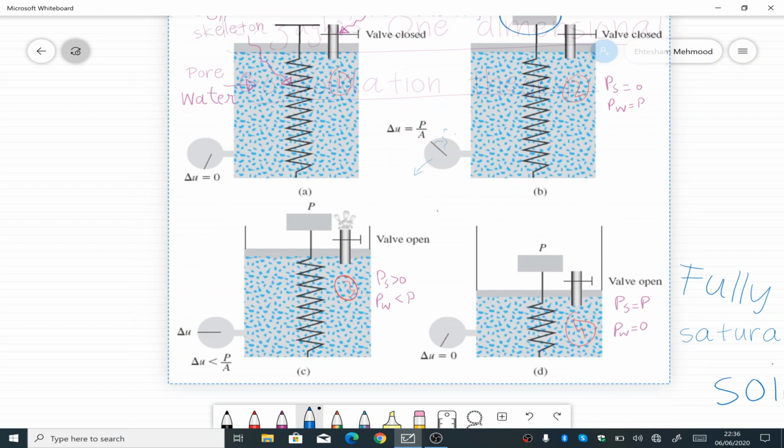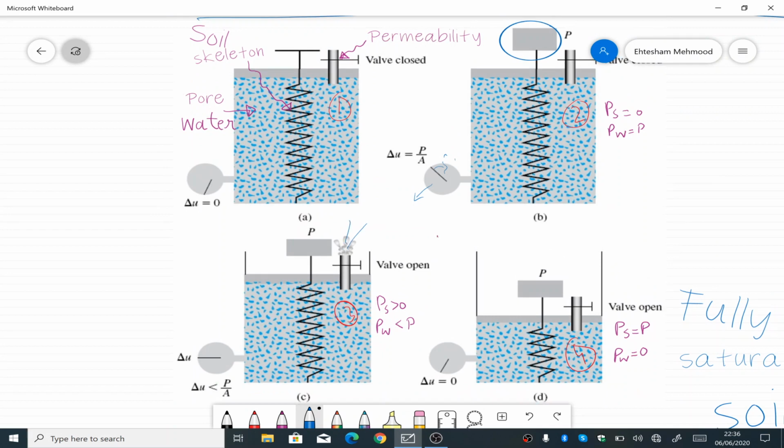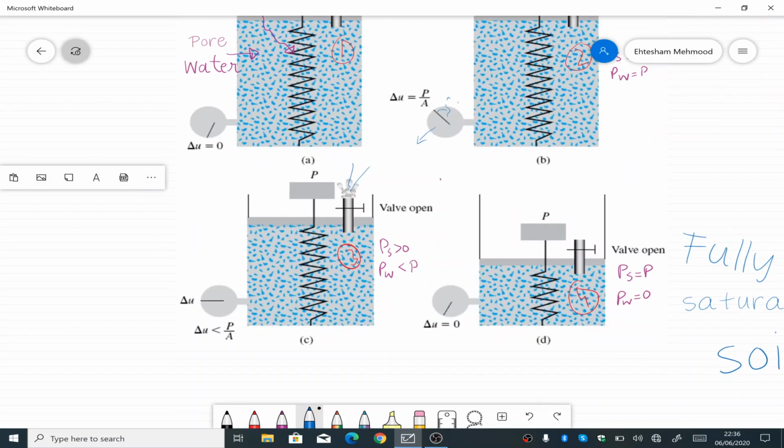So if we allow the valve to open, what will happen? The water would start gushing out from the valve, and then the spring would start to compress with time. As the spring is compressing, the spring is taking load. So at a certain time, the load P that is applied on the system is partly taken by the spring and partly taken by the water.